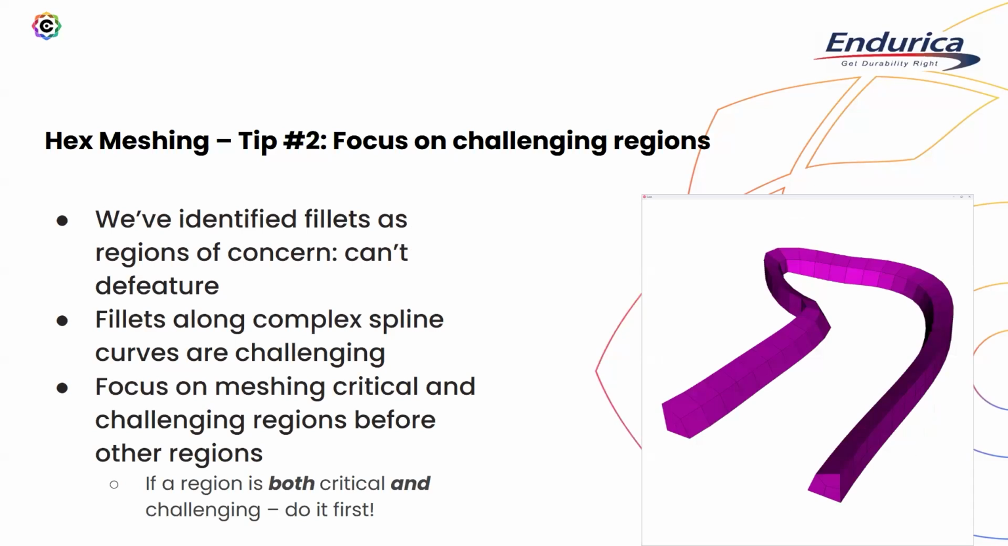The second tip is, in general, when you're doing hex meshing, that you should try to focus first on challenging regions. Specifically, we've said, hey, these fillets are the regions that I'm concerned about. So I want to make sure I get a quality mesh on these fillet regions first. And in particular, when you have fillets along a complex spline like we have here, that's really going to be the most challenging kind of region. So not only do we want to first try to focus on our regions of concern and our challenging regions, but if you have a region that's both critical and challenging, you should really do it first. So that's what we did here.